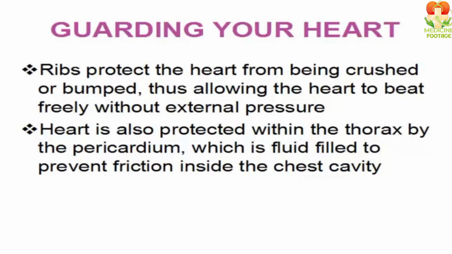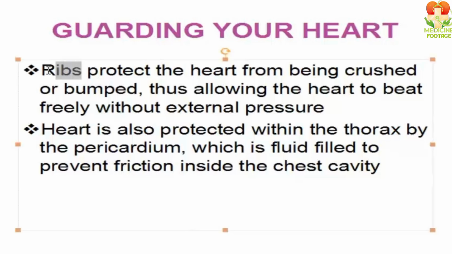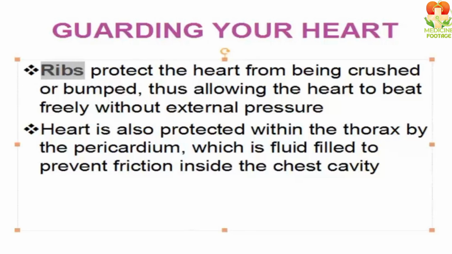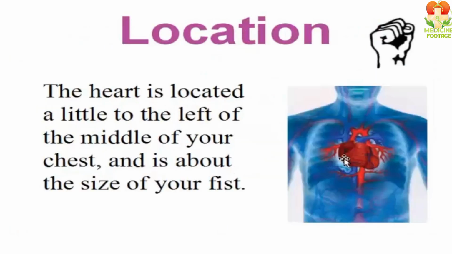Now, let's talk about how the heart is protected. The heart is very important for our body, so it needs to be well protected. Nature has provided multiple protections for this vital organ. First, we have ribs in our body. Ribs are bones that surround the heart. You can see the ribs in the illustration shown in white. The ribs encase the heart, protecting it from external impact, such as pushes or blows.